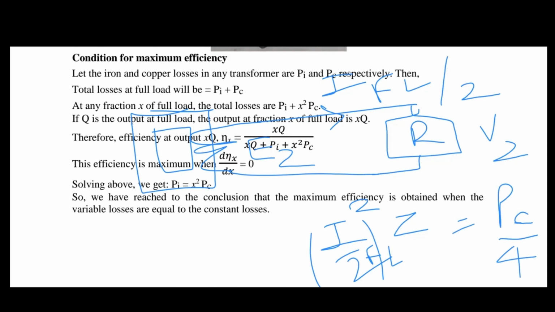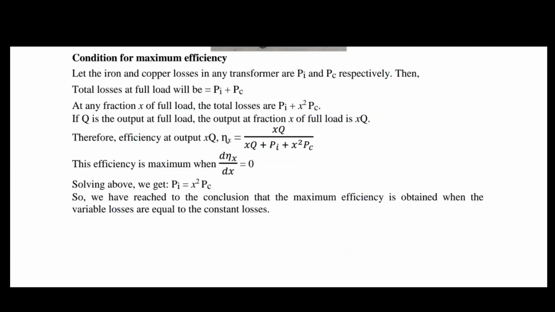Okay. So ultimately, we can say that if X is the fraction of the full load current, if you can say 60% is flowing, then X becomes 0.6. Okay. So if X is the fraction of the full load current which is flowing, then the copper loss becomes X square PC.